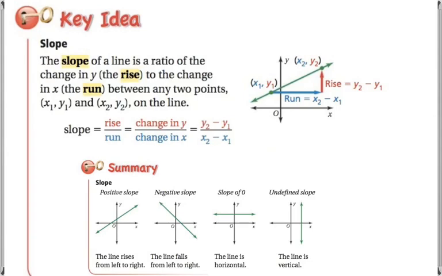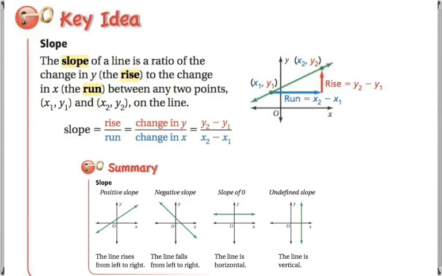There are 4 different types of slope. There are positive slopes. Those are lines that rise from the left to the right. There are negative slopes. Those are lines that fall from the left to the right. A slope of 0, that is a horizontal line, and what we call an undefined slope, that is a vertical line. In this video, we are going to go over how to find the slope when we are given a graph, and how to find the slope when we are given 2 points on the line.